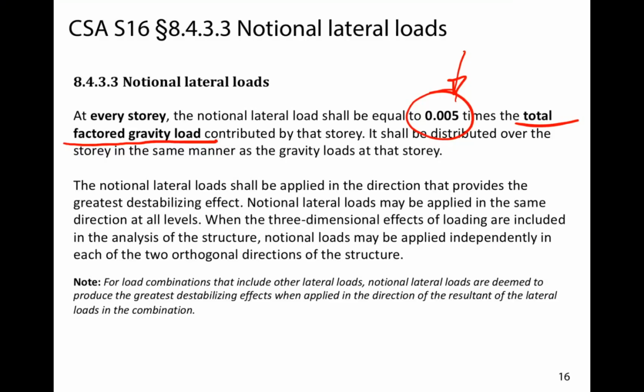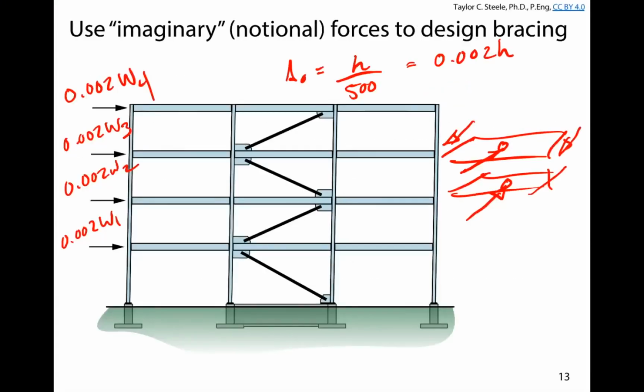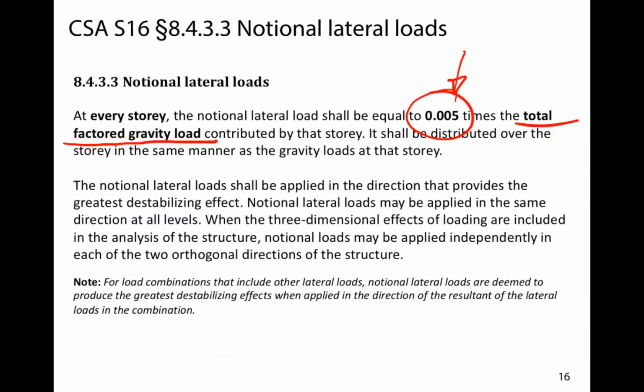The next thing it says here is that notional lateral loads have to be applied in the direction that provides the greatest destabilizing effect. What that means is the building could be out of plumb in any different direction. But what we're going to do is assume that the magnitude of those initial displacements is all in the same direction, and for structures overall, that generates the largest destabilizing effect such that we maximize the tension force in the bottom brace, for example. It also says notional lateral loads have to be applied in the same direction at all levels. Okay, and the last part is that when we're combining it with other lateral loads like wind or earthquake, we have to apply the notional lateral loads in the same direction as the wind or the earthquake load.